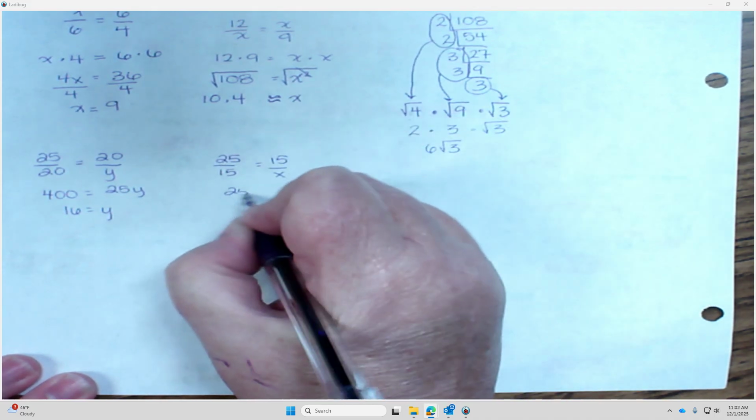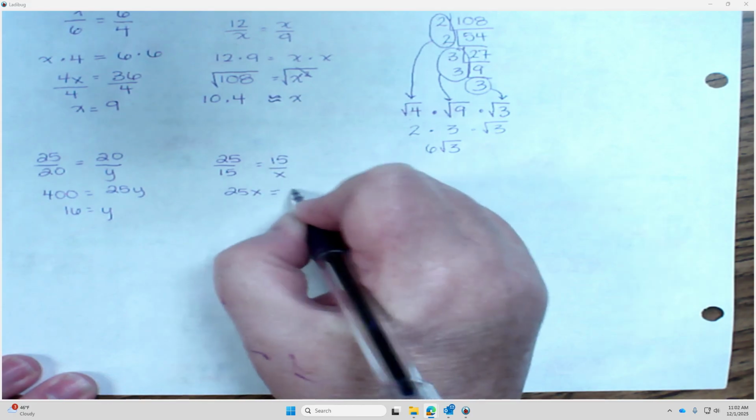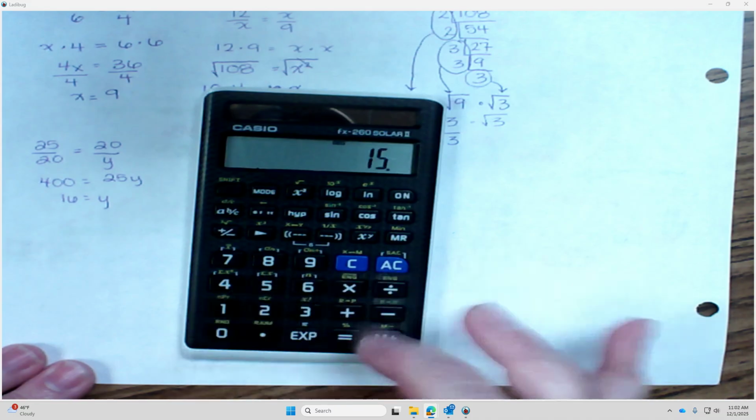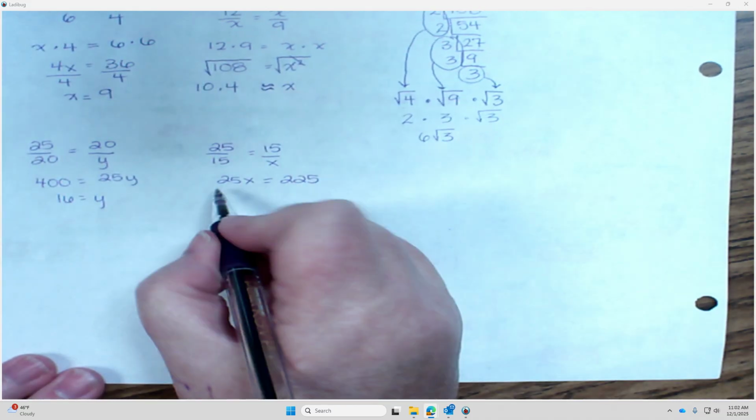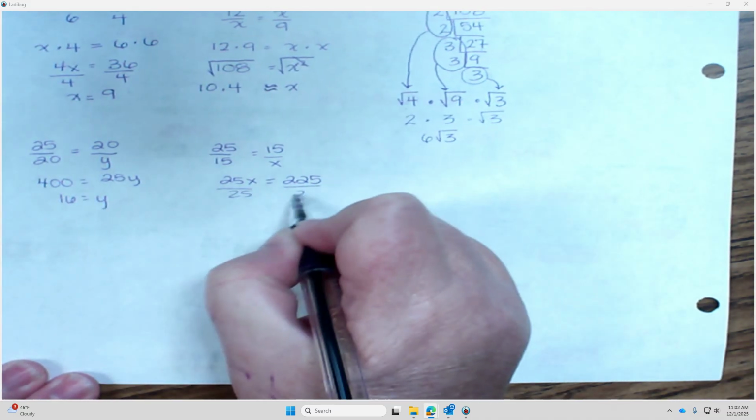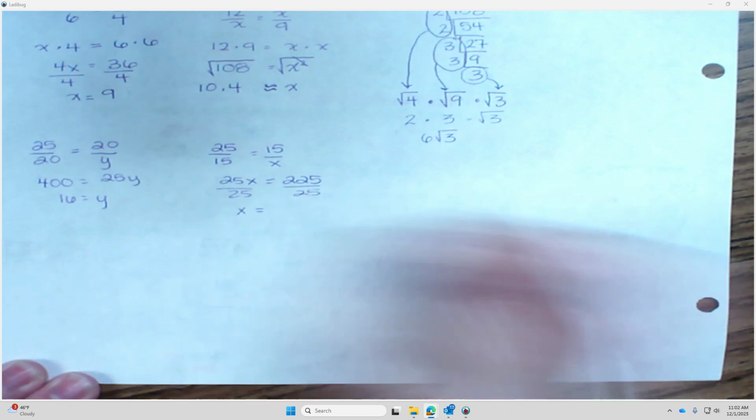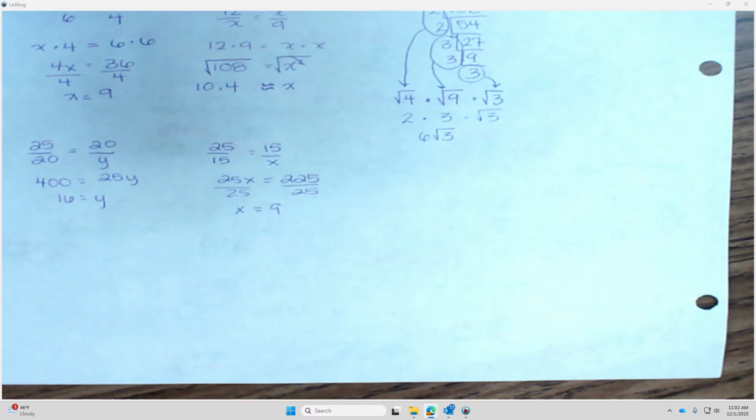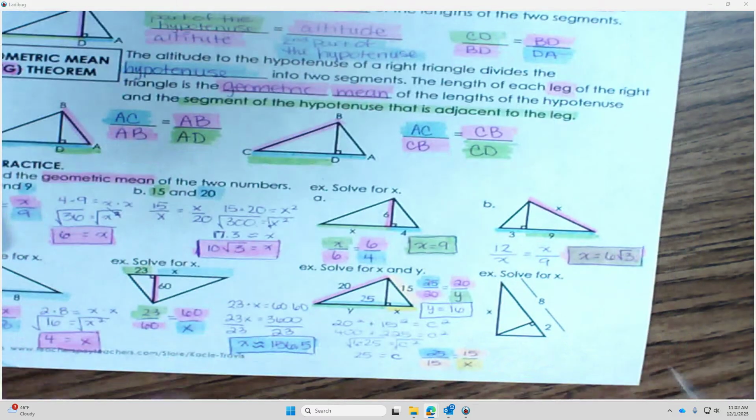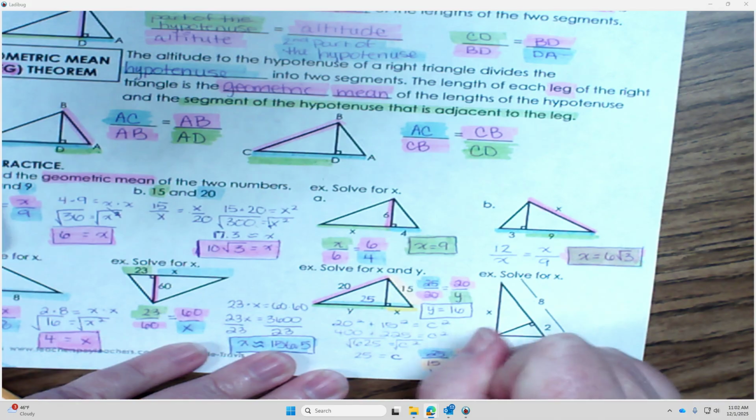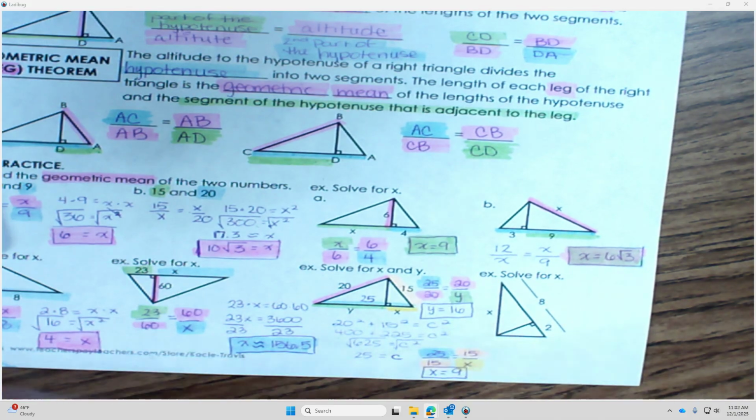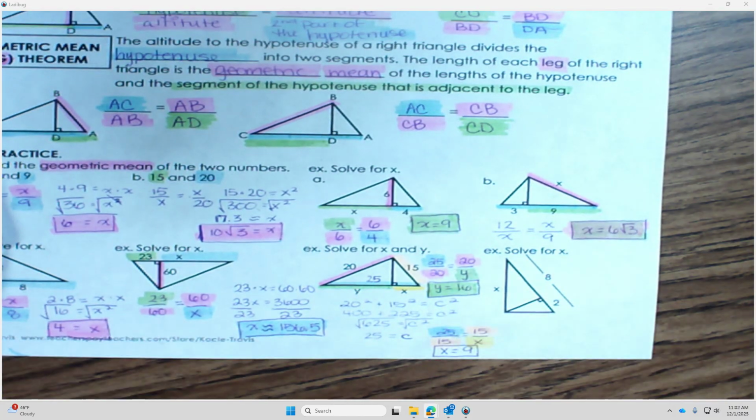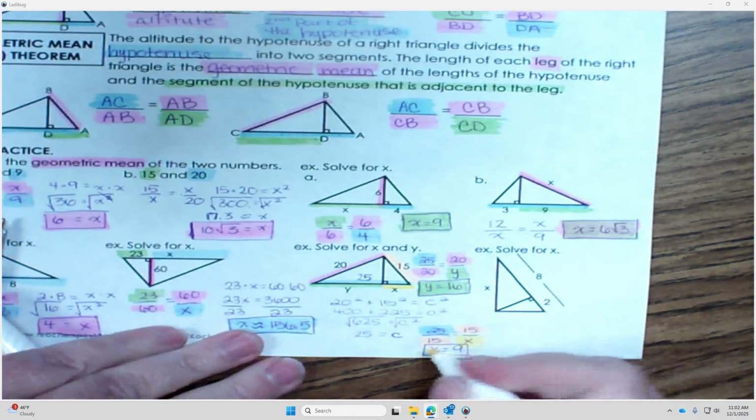25 times x is 25x. 15 times 15 is 225, I believe. Let me check. 15 times 15 equals 225. And we need to divide by 25 on both sides. Yeah, x is equal to, let's see, 25 goes into 200 eight times, one more, so that would be x equals 9. So I come back over here, and I get x is equal to 9. And I'm going to put that in the box. So my y was my green, and my x was my yellow.